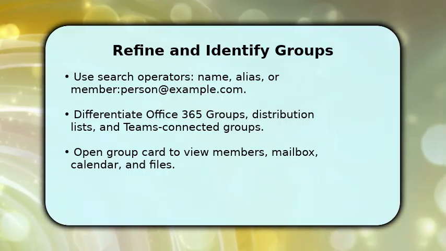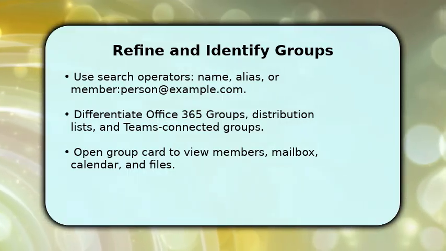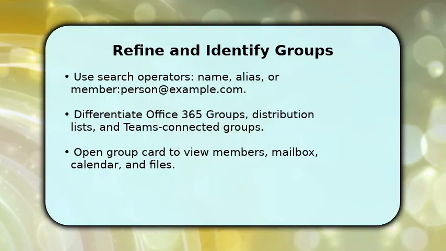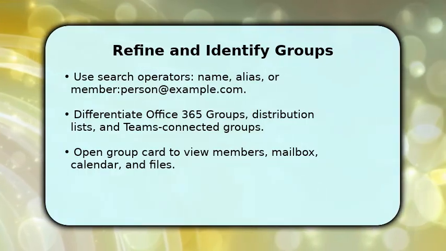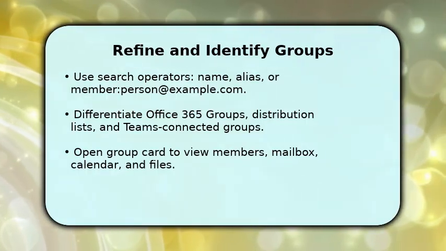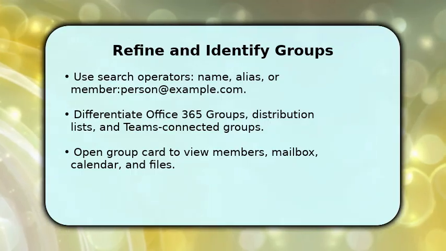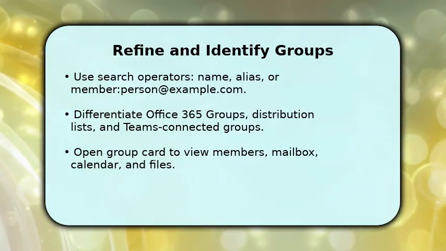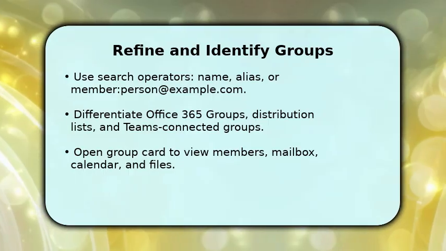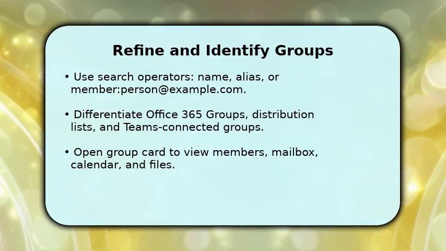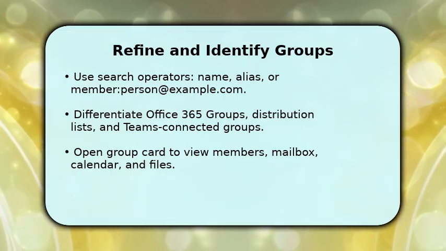Make sure you know whether you're looking for an Office 365 group, a distribution list, or a Teams connected group. They behave differently. Once a candidate appears, open its group card to inspect owners, members, and available resources like Mailbox, Calendar, and shared files. If it's private, you will see a Join or Request option.